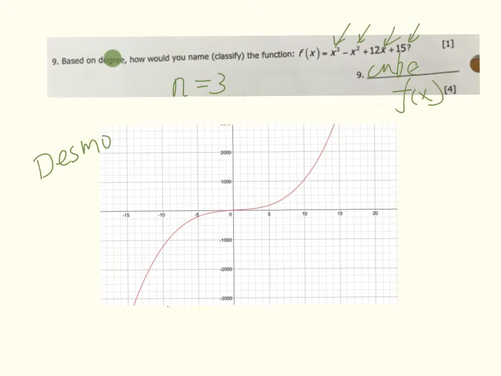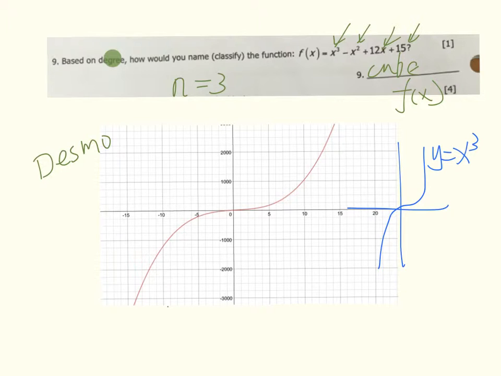Okay, and as you can tell, this is basically modeled after a parent function of y equals x cubed. This is a variation. This red line is a variation of the blue line.